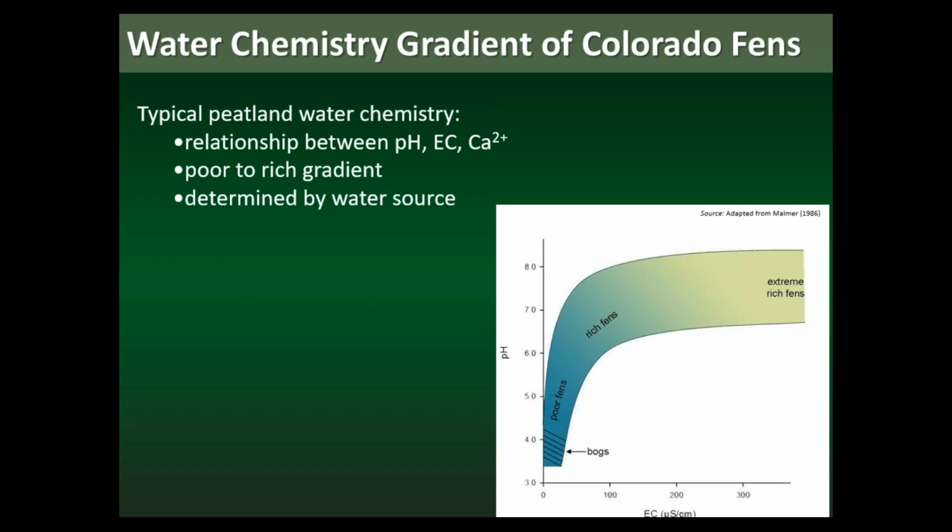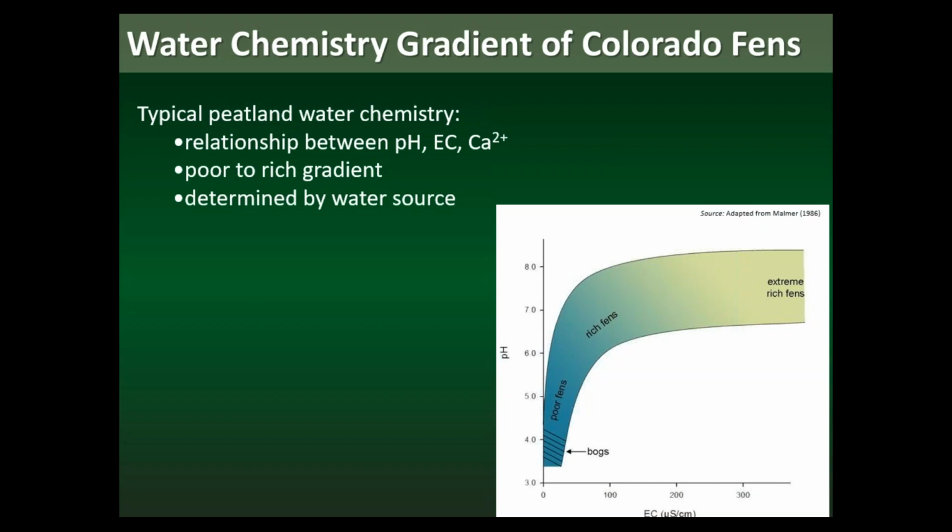Bogs are at one extreme of this gradient, and fens are categorized into poor, intermediate rich, and extreme rich fens. Poor fens have lower pH and conductivity, are sphagnum dominated, but do receive some groundwater influence. Intermediate and rich fens are typically sedge and willow dominated, have neutral pH and conductivity, and are well connected to groundwater. Extreme rich fens have higher pH and conductivity, high calcium concentrations, and contain species that thrive in calcium-rich environments.